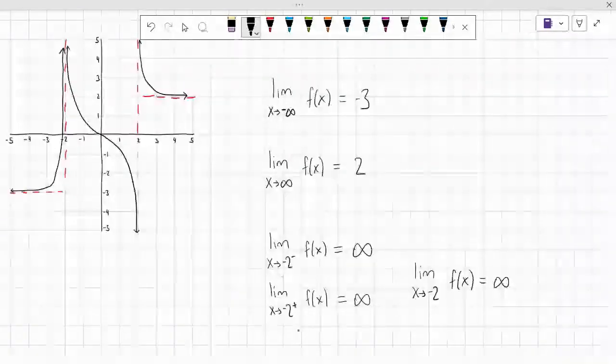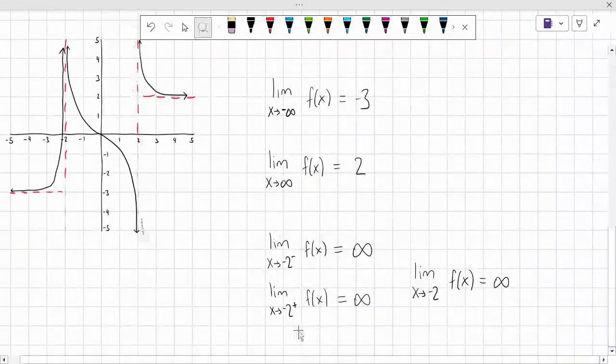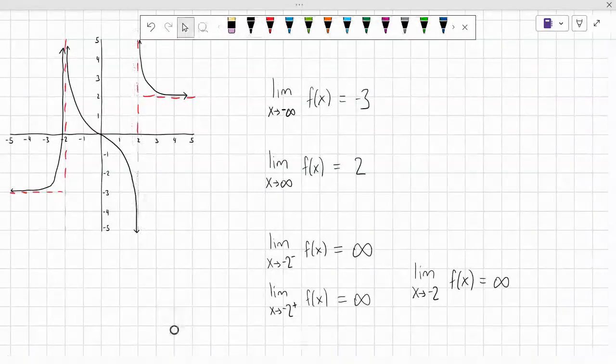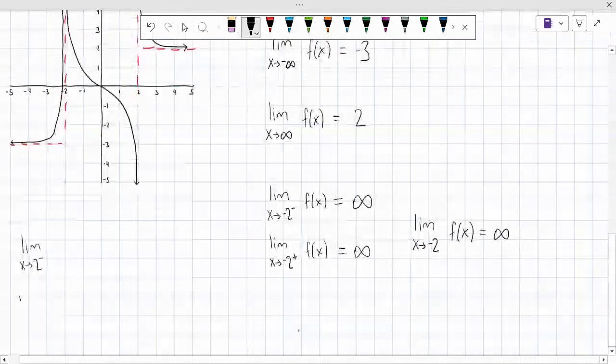Now, just looking at the other vertical asymptote that we have over here, you can make similar statements. That vertical asymptote is at x equals 2. So if you examine the limits as x approaches 2, again from the left and then from the right.